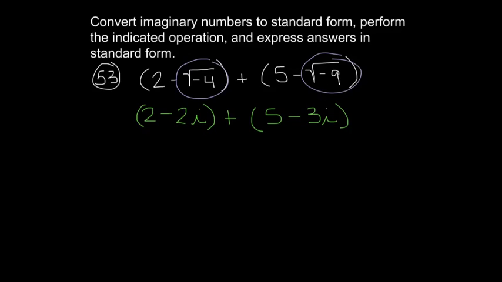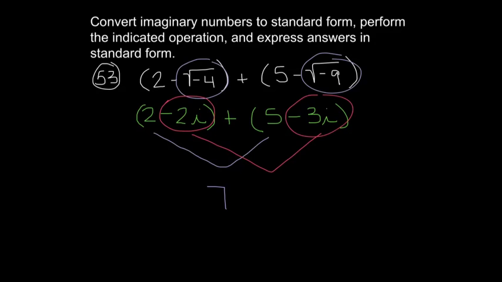I'm adding two complex numbers together, so I just need to add the real numbers together, and then I need to add the imaginary numbers together. If I do that, 2 plus 5 is 7, and then negative 2i plus negative 3i is minus 5i. So my answer is 7 minus 5i.